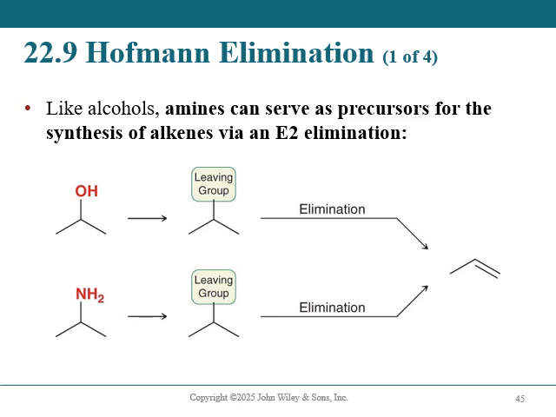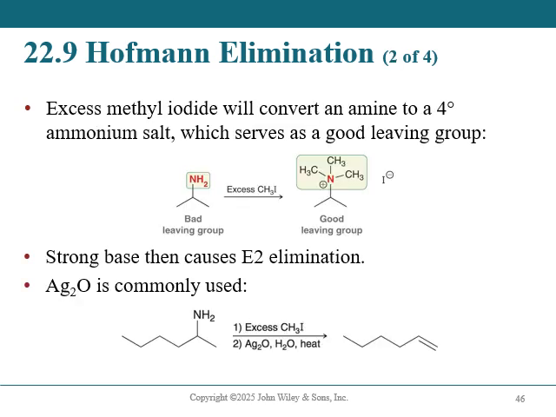Now let's talk a little bit about Hofmann elimination and how it applies to amines. Just like with alcohols, amines can serve as precursors for the synthesis of alkenes via an E2 elimination. So this is just a reminder to go over your alcohol chapter, like we've already seen at the end of OCHEM 1, beginning of OCHEM 2. So there's a lot of analogies. If you recall those mechanisms, then this one should be fairly simple.